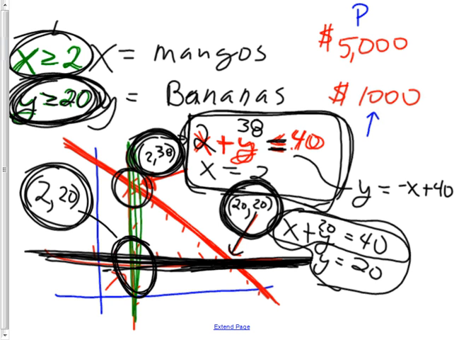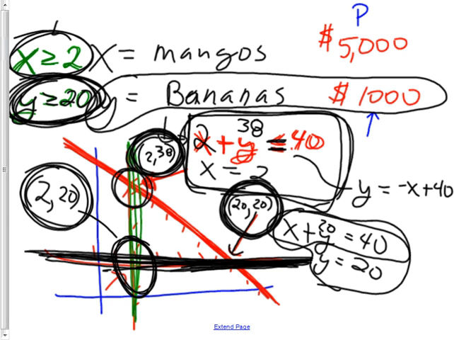This one seems like it's got so many. It's got 38 of this one tree, so it might be pretty good. But y's are the things you don't make that much money on. Remember how y is the bananas, which makes you only $1,000 a tree? So this 20, 20 turns out to be way bigger. It comes out to 120,000.